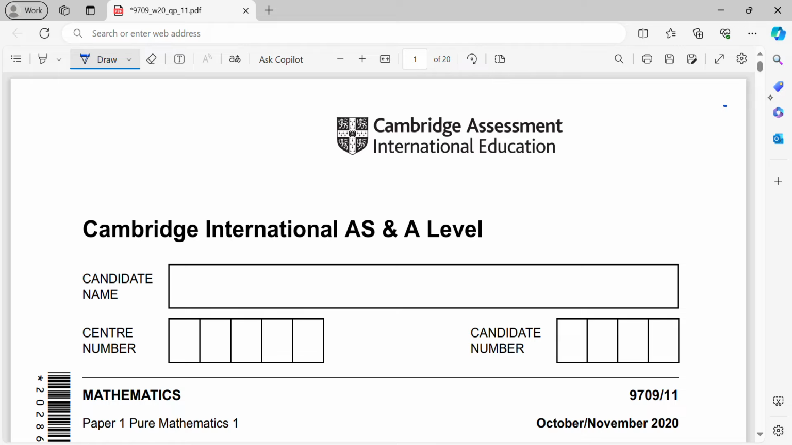This video is to discuss Cambridge International AS and A-Level Mathematics Paper 1, which is a pure mathematics one for October-November 2020, and the code is 9709/11. So let's move on to question number 1.